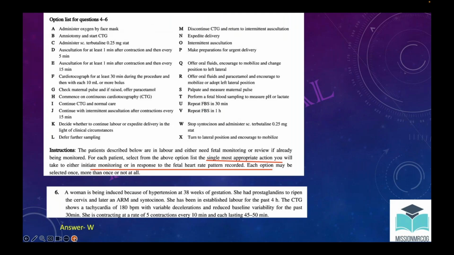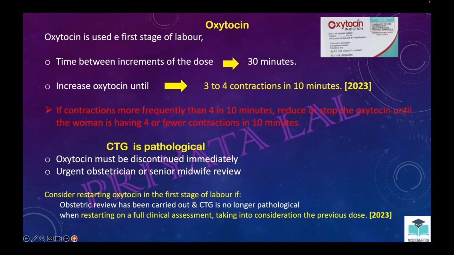And why W? Because the patient is given prostaglandin and oxytocin, so the hyperstimulation is there, with strong contractions, and NICE wants 3 to 4 contractions. Here there are 5 contractions. So we have to stop oxytocin and give terbutaline. The new guideline is 3 to 4 contractions in 10 minutes.